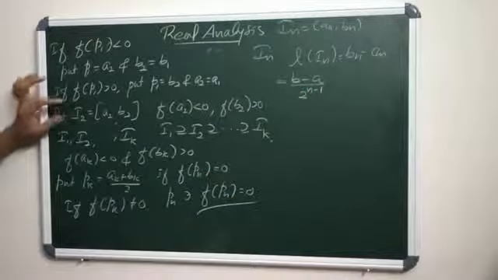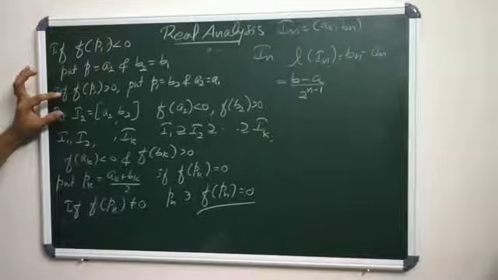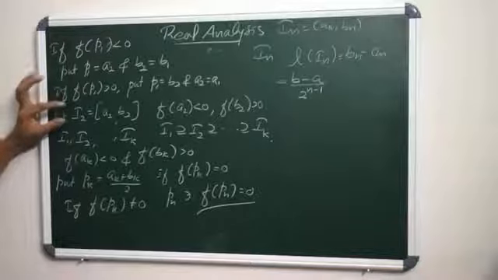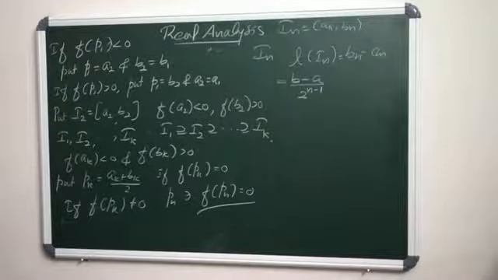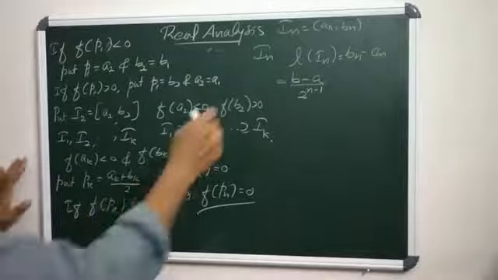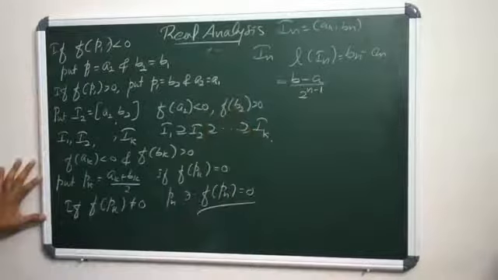Why? What is the length of I1? The length of I1 is b1 minus a1, that is b minus a itself. What is the length of I2? The length of I2 is b2 minus a2, which is (b minus a) by 2. Then b3 minus a3 is (b minus a) by 2 squared, and so on. So the length of In is (b minus a) by 2 power n minus 1.